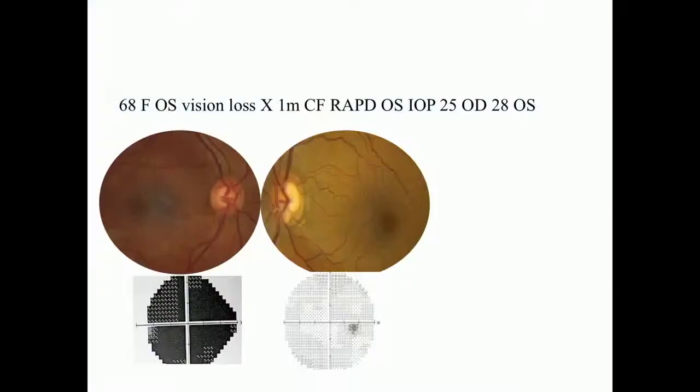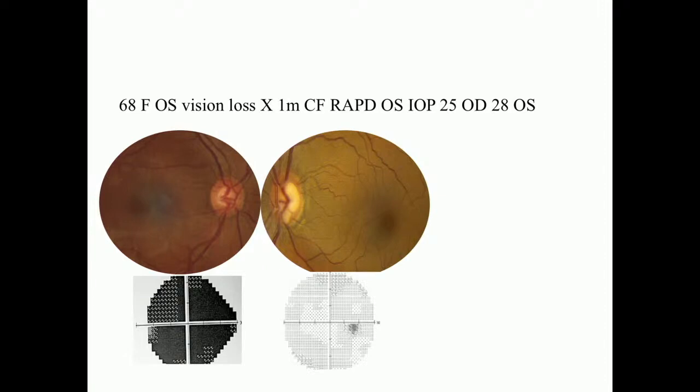Our next case is a 68-year-old female who has been having vision loss over the past month to counting finger vision and a left RAPD. Her IOP was 25 on the right, 28 on the left. When you look at this fundus photo, she looks quite glaucomatous on the left side with that inferior deep notch with a high cup to disc ratio, no pallor, nothing else really going on, and the right optic nerve looks good. The left visual field is completely dark, and so if this patient indeed has glaucoma, there must be something else that's going on, right?